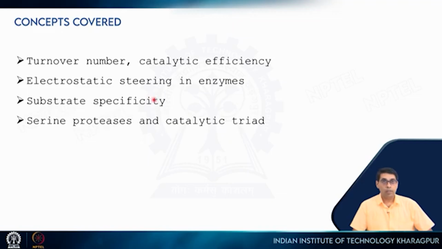I will discuss one very interesting property that happens in some enzymes, which is called electrostatic steering. I will talk about substrate specificity, which is very important in case of enzymes. We have already seen specificity in the context of protein ligand interaction. So here we will see it in the context of enzyme catalysis. And finally, I will talk about serine proteases, and I will take a specific example of chymotrypsin. And in that context, I will discuss the catalytic triad, which is found in the active site of serine proteases.